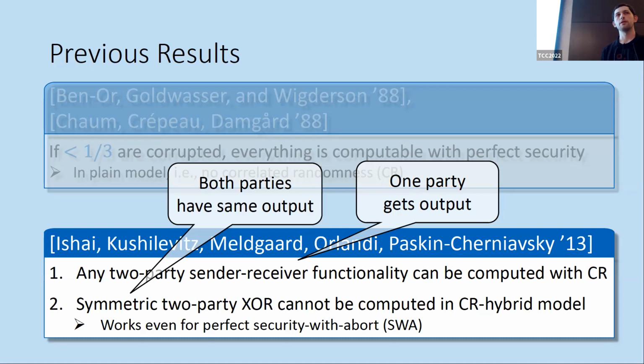However, if both parties are supposed to receive the output, then XOR cannot be computed regardless of the correlation that they have. And in fact, their impossibility even rules out the weaker security notion called security with abort, where the adversary may abort, we allow it to abort and prevent the honest party from receiving the output. So this is what was known.